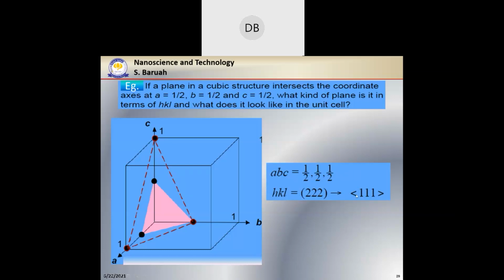But if we want to talk about the family of this plane, then we have to reduce it to the minimum integer. And here we can nicely divide all of them by 2, to bring it down to 1. So we say that it belongs to the family of 1, 1, 1. Okay. So that is the plane. So it is 1, 1, 1.